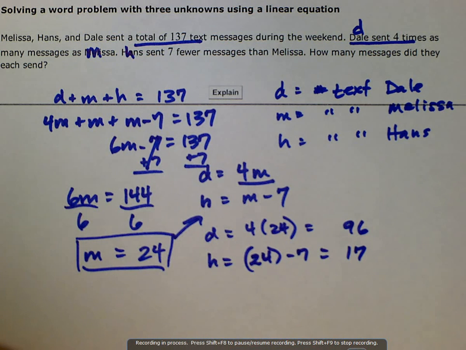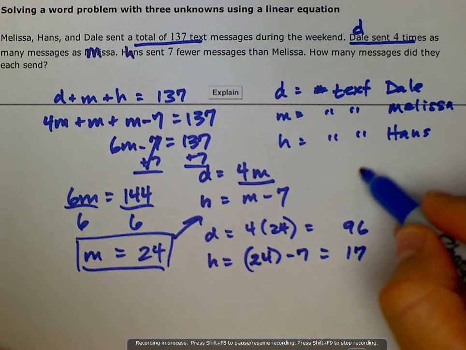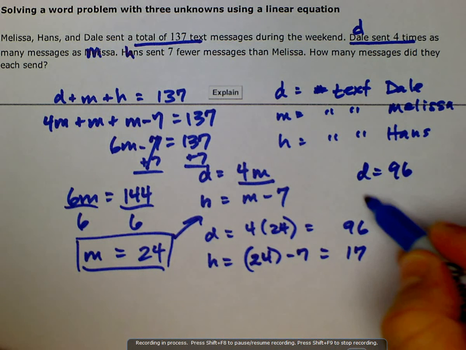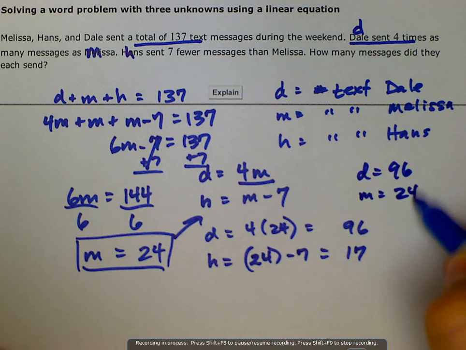So in the end, Dale sent 96, Melissa sent 24, and Hans sent 17.